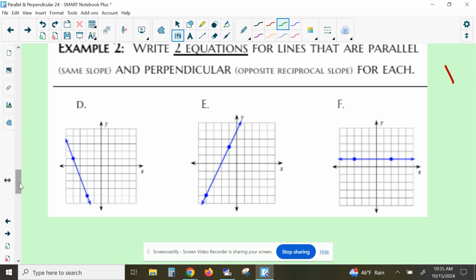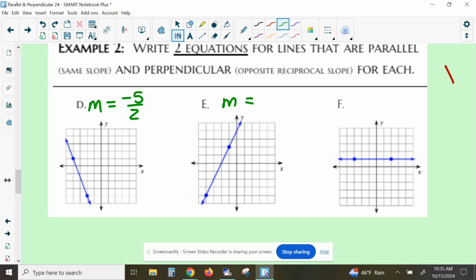Got all 3? Yeah? Okay, so for the first one, how much did you have to rise and run? Rise what? Down 5 over 2. So you wrote what? Negative 5 over 2. Okay. Next picture. Rise what? Rise.